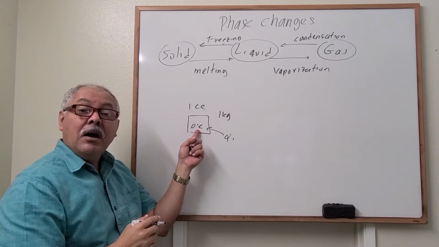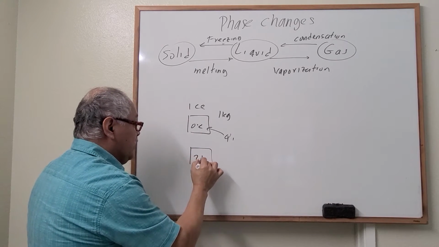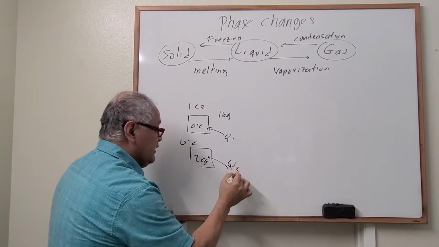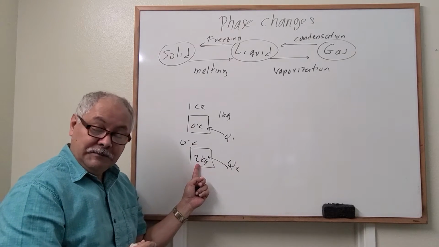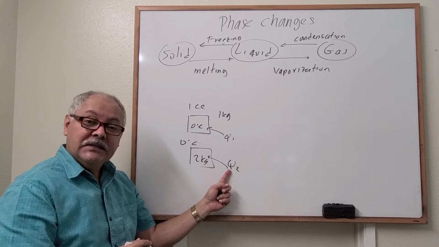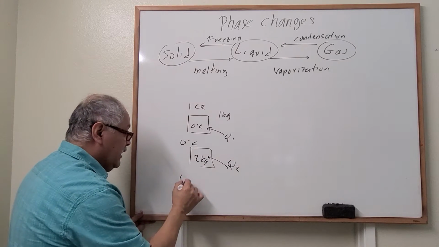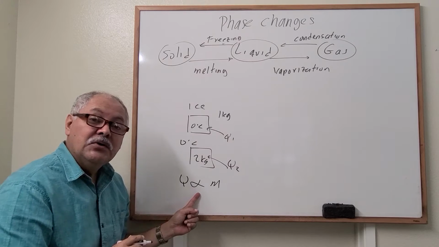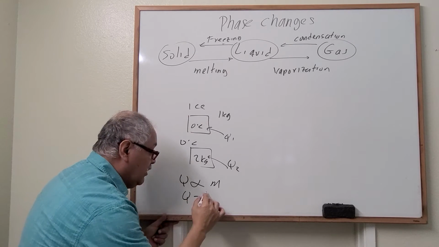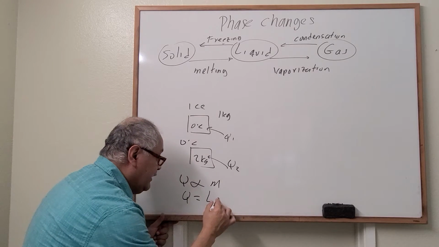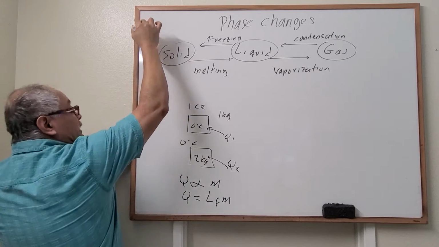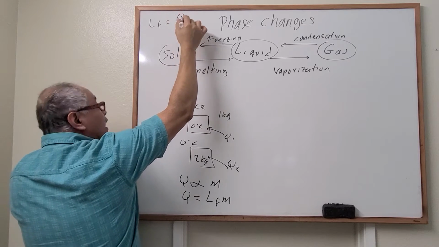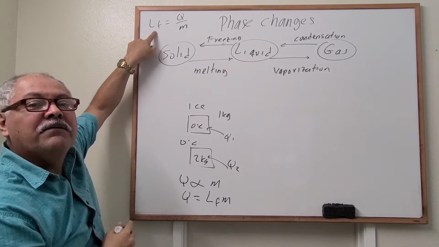What happens if we increase the amount of ice? In this case, we have 2 kilograms of ice at the same 0 Celsius. We need to add some heat. Of course, if we increase the amount of mass, in this case of ice, we need more heat to melt it. Conclusion: heat is proportional to the amount of mass. How do we eliminate this symbol? Using a constant. So heat is equal to a constant called the heat of fusion times the mass. So we have that the heat of fusion is equal to heat divided by mass. Sometimes this is called the latent heat of fusion.